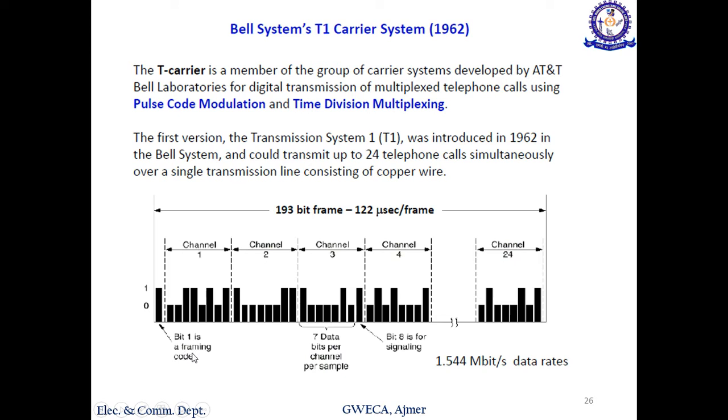The first bit is the framing code, and the last bit is the signaling bit. There are 24 channels and 193-bit frames, and each frame has a 125 microsecond time interval. The T1 carrier is a member of the group of carrier systems developed by AT&T and Bell Laboratories for the digital transmission of multiplexed telephone calls using pulse code modulation and time division multiplexing. The first version of the transmission system, T1, was introduced in 1962 in the Bell system and could transmit up to 24 telephone calls simultaneously over a single transmission line.